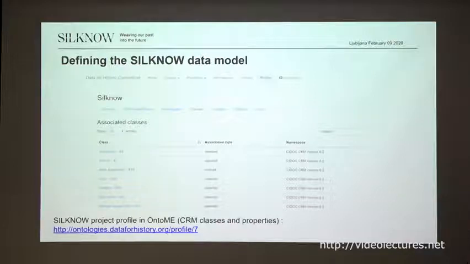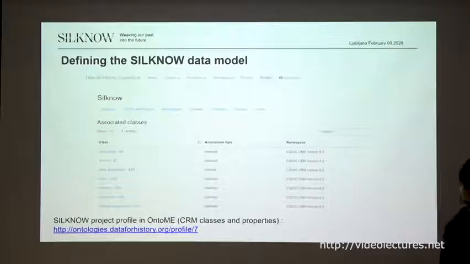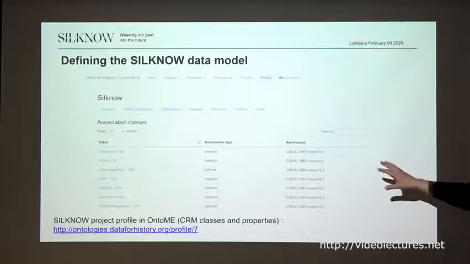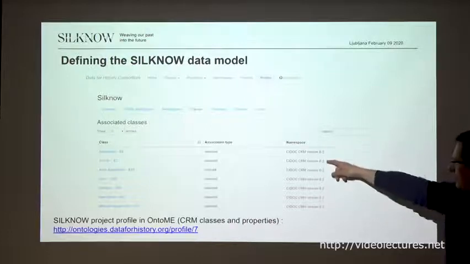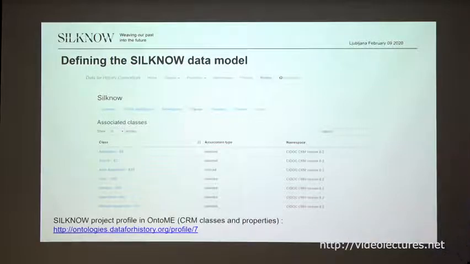So we defined the signal data model, and the classes and the properties of this data model are available in a web application developed by the LARA in Lyon. And we can search the classes with their definition and the properties linked to the classes. Here are some classes from CIDOC CRM, the basic version of the CIDOC CRM.